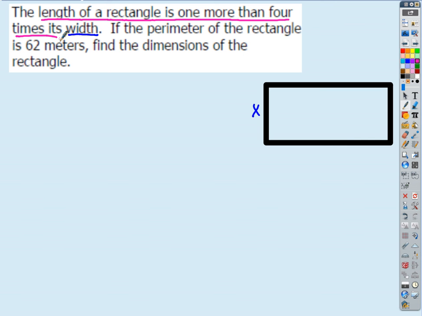One more than 4 times its width. The width is x. So how do I say mathematically one more than 4 times the width? 4x plus 1, right? Everybody see that? And all they want to know is, if the perimeter is 62, find the dimensions of the rectangle.